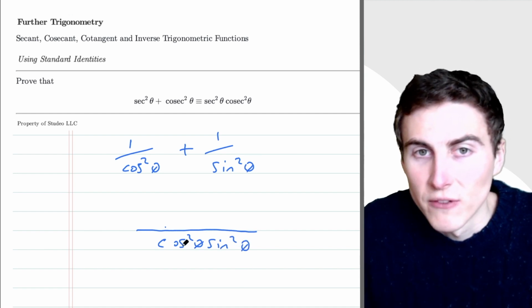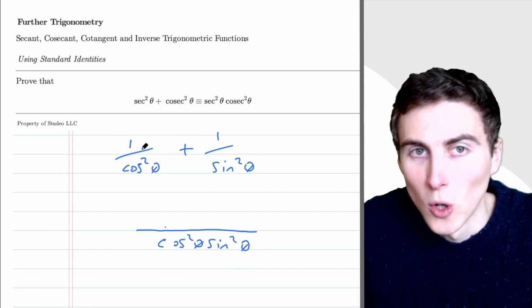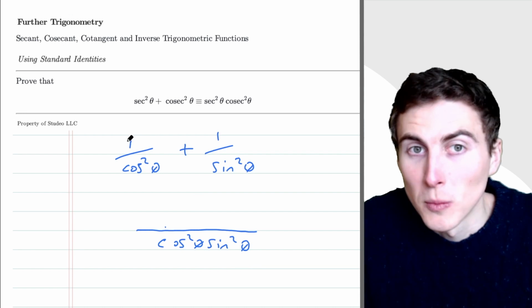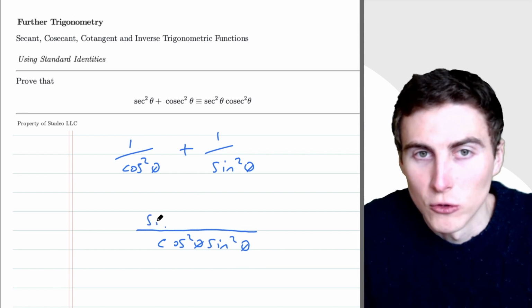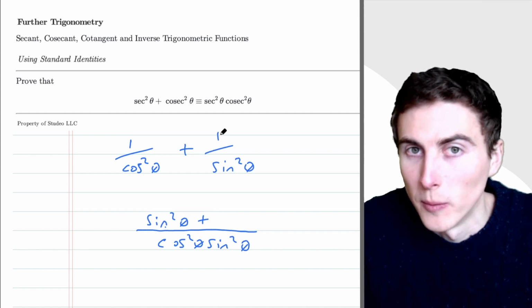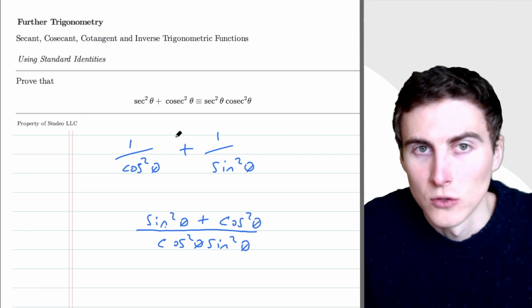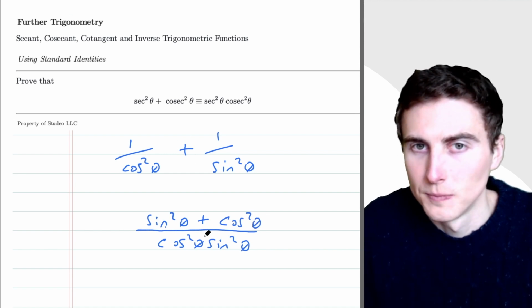If I want to have that common denominator, I have to multiply this one by sine squared theta top and bottom. I'm going to multiply the 1 by the sine squared theta. That would just give me sine squared theta on top. Whereas this one, when I multiply this by cos squared theta top and bottom, I'm going to get cos squared theta here. So that combines to give this.